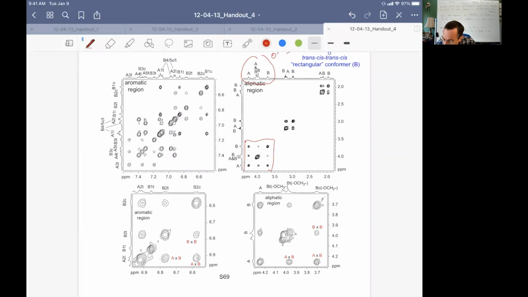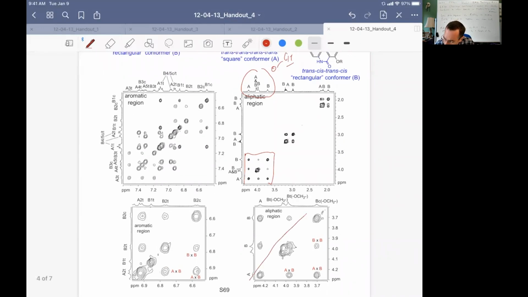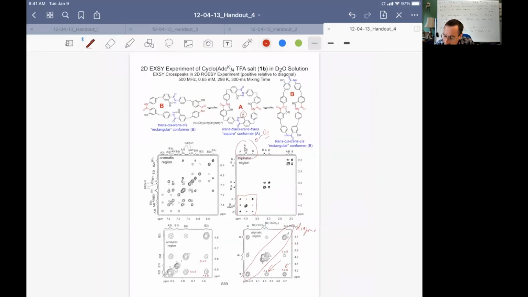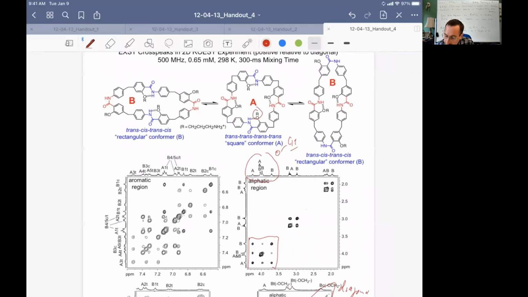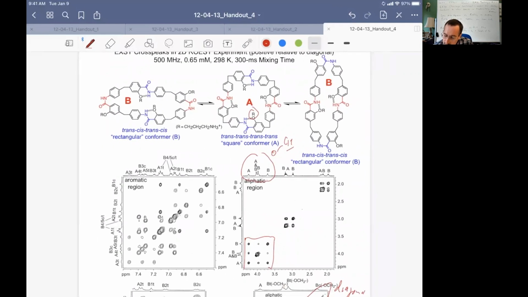And what he sees is the resonance that he attributes to the square conformer, which he calls A. So this is our diagonal again. It gives cross peaks with two of the resonances from the rectangular conformer. Now, the rectangular conformer has basically two cis amides in it.